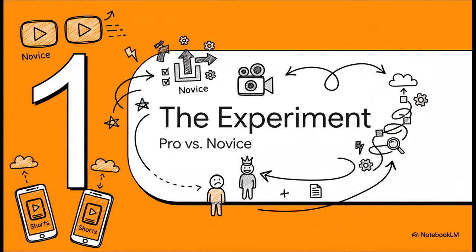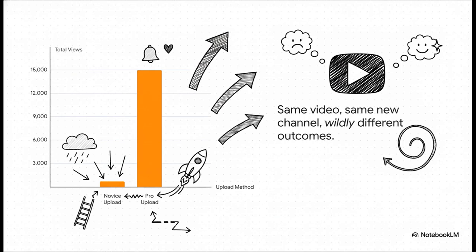Okay, so here's the setup, and it's super simple. They created two brand new, totally fresh YouTube channels. The exact same educational short was uploaded to both of them. One was uploaded using the basic, quick method most of us use. We'll call that the Novice method. The other used a very specific, multi-step process. That's the Pro method. And this is where it gets wild.